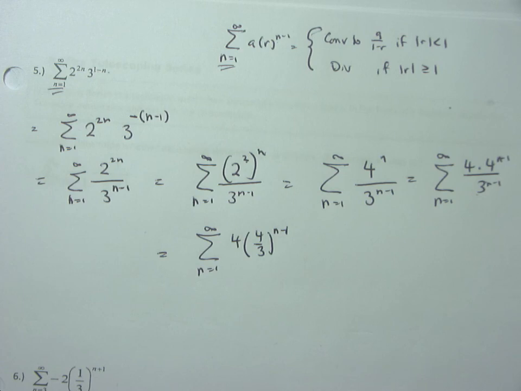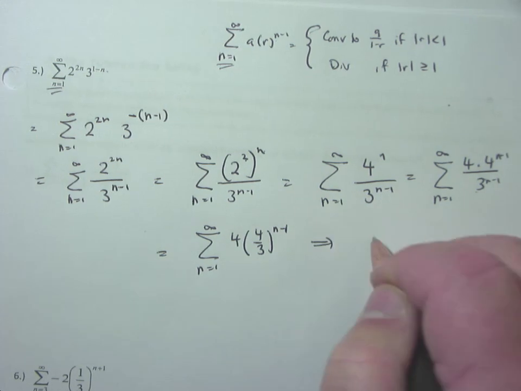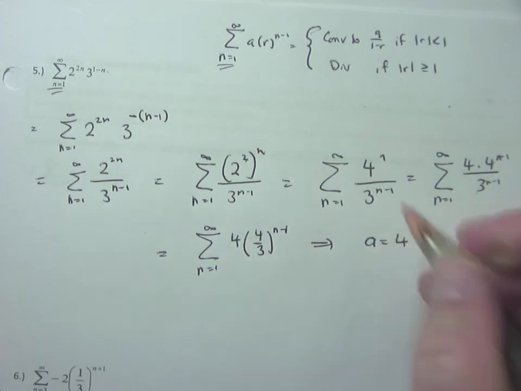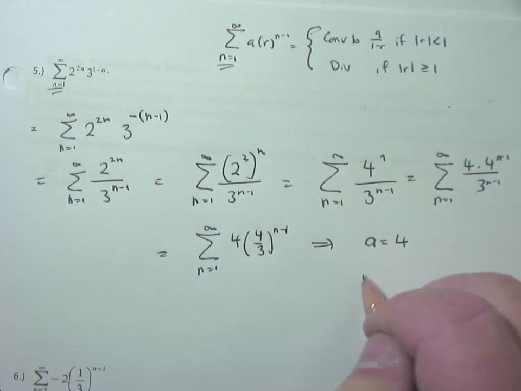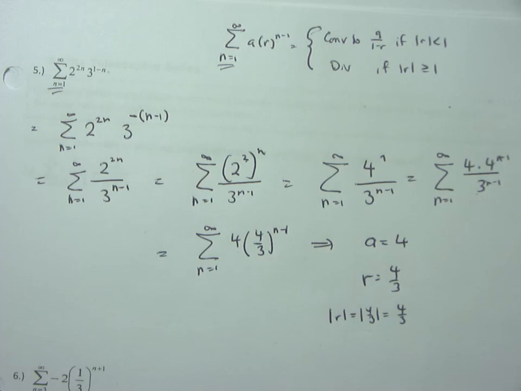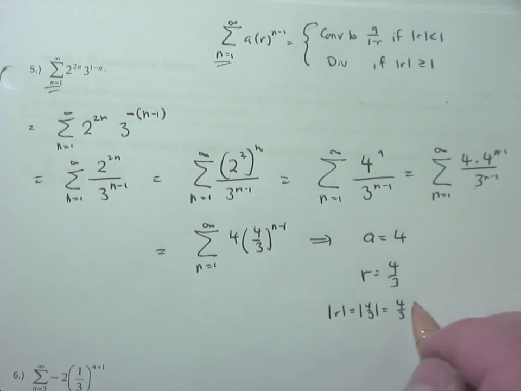So now, based upon the format, what's a equal to? 4, the constant. And what is your r, your ratio being raised to the n minus 1? It's 4/3. The absolute value of 4/3 is 4/3. But what is 4/3 compared to 1? It's greater than 1. Being greater than 1, what's my answer?